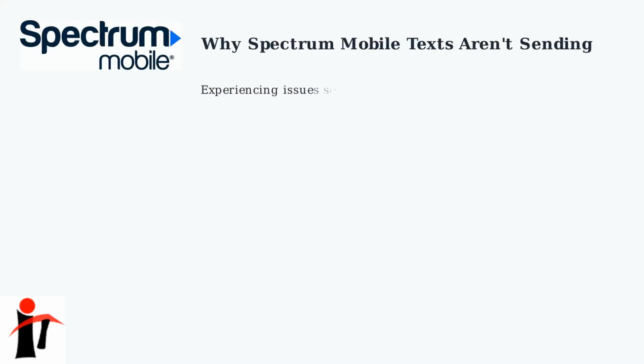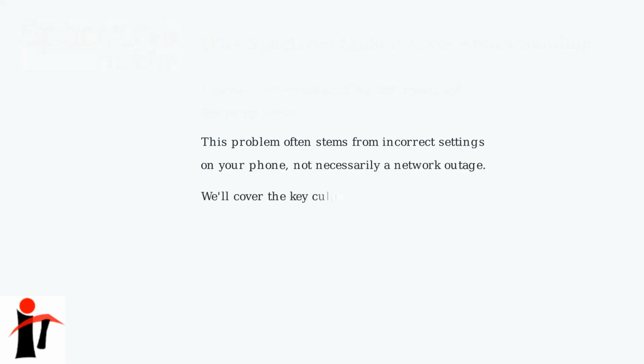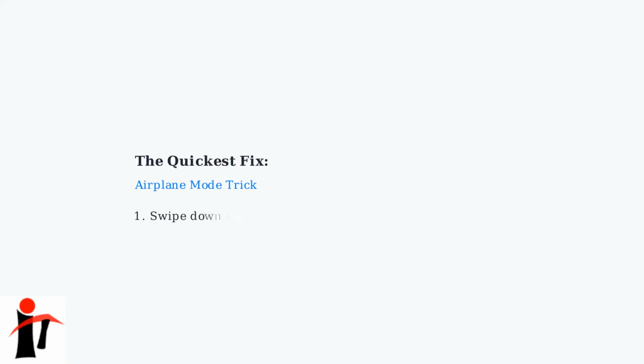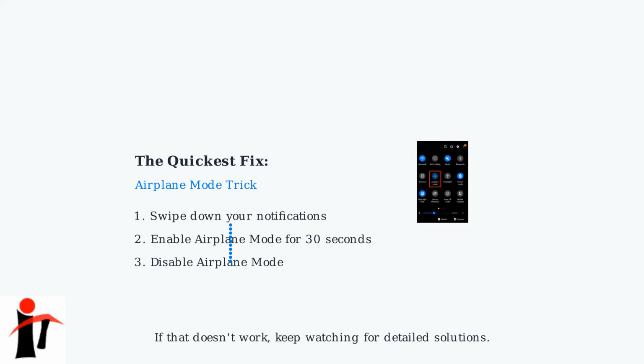Experiencing issues sending text messages on Spectrum Mobile? You're not alone. This problem often stems from incorrect settings on your phone, not necessarily a network outage. We'll cover the key culprits: SMSC, Short Message Service Center, and APN, access point name settings.